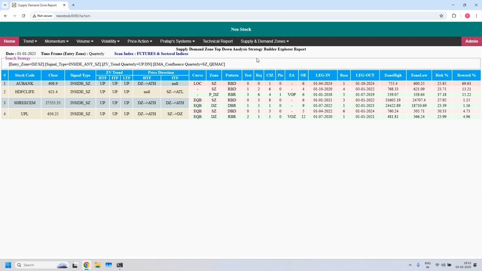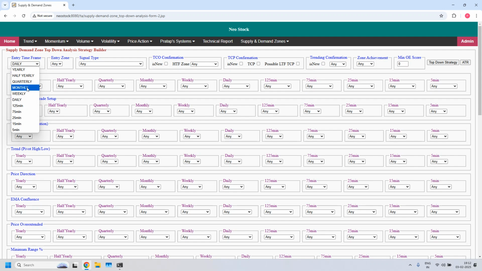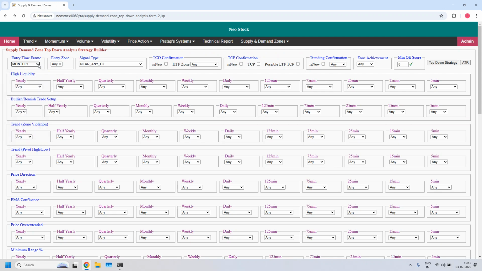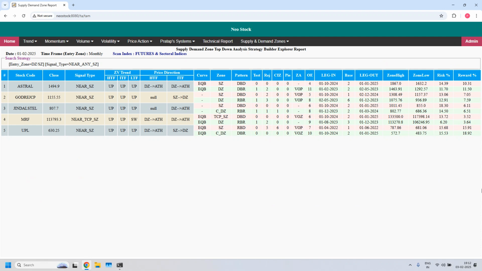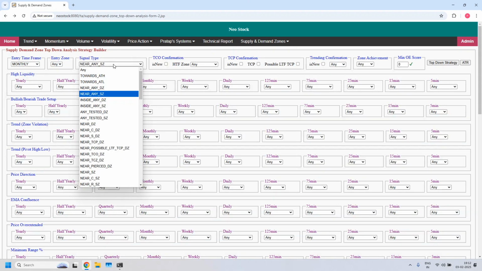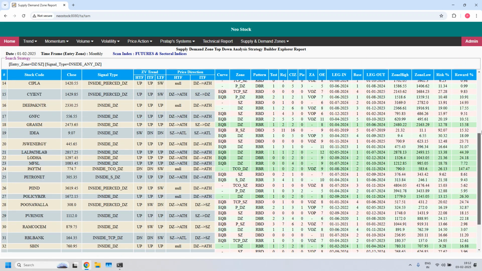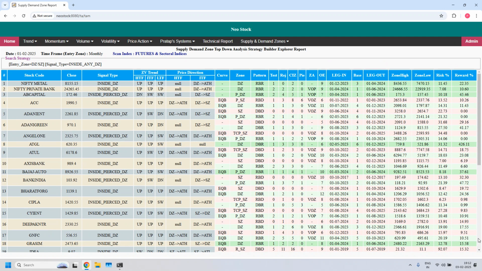Okay, next time frame is monthly. Stocks near monthly demand zone, we got 5 stocks. Next, for monthly time frame, stocks near monthly supply zone, we got 5 stocks. Next, monthly time frame, price closed inside the monthly demand zone, we got 38 stocks. So first 18 stocks in the list. I'm scrolling the list down.